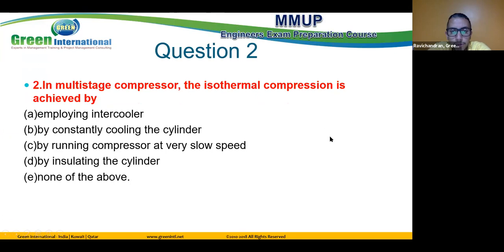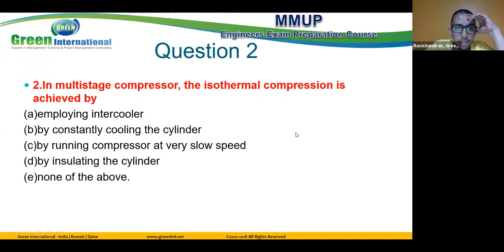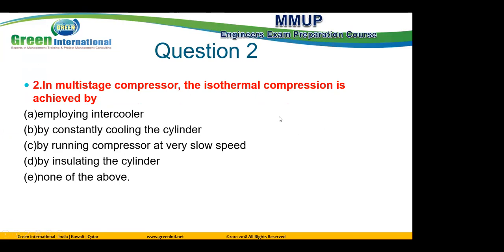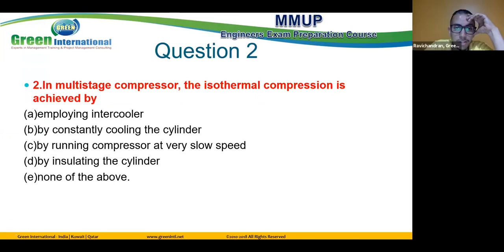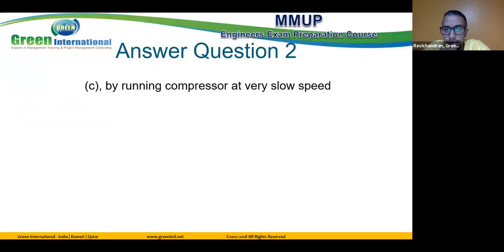In a multi-stage compressor, isothermal compression is achieved by employing intercoolers. All agree? Yes. Multi-stage compressor, isothermal compression is achieved by running the compressor at very slow speed. Is it?